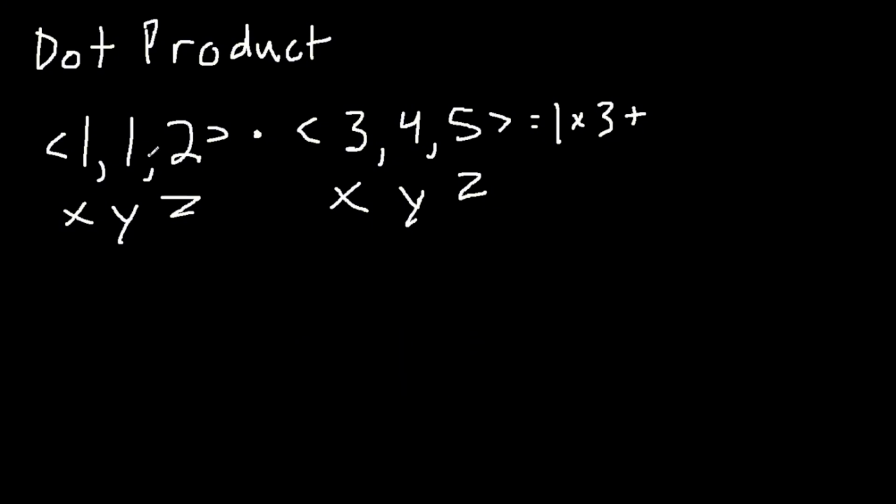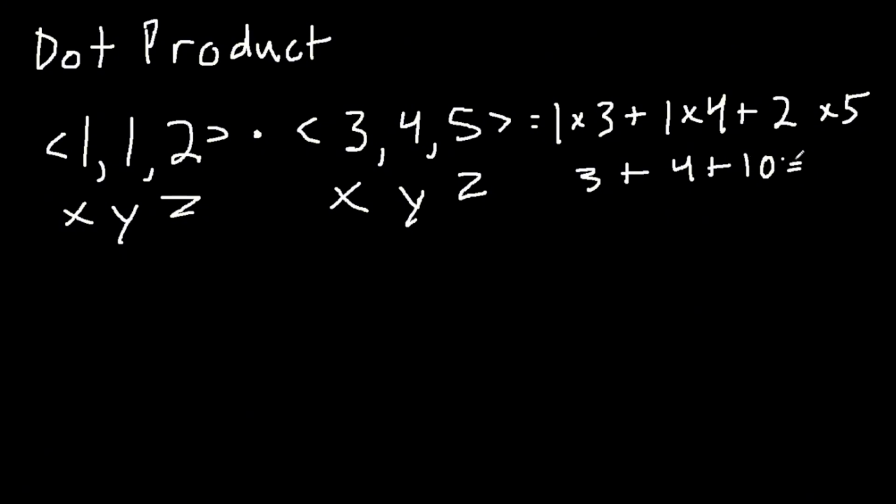Let's keep solving this. Multiply the y and the y values, 1 and 4. And then multiply the z and the z values, 2 and 5, for these two vectors. And there you go. That's how you solve for a dot product, if you have the components, of course. So add all these together: 3 plus 4 plus 10, and then you get 17. So the dot product of these two vectors is 17. It is honestly not that hard to solve when you are given the components.